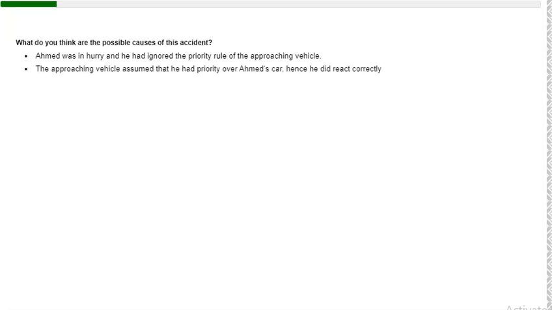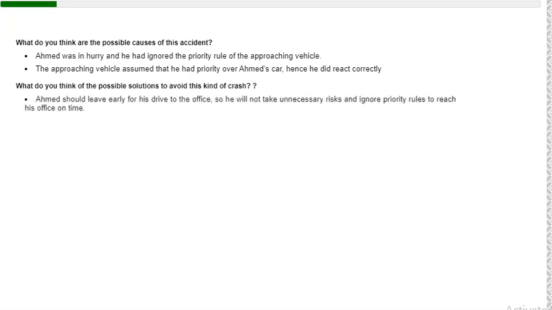Ahmed was in a hurry and he had ignored the priority rule of the approaching vehicle. The approaching vehicle assumed that he had priority over Ahmed's car, hence he did not react correctly. What do you think are the possible solutions to avoid this kind of crash? Ahmed should leave early for his drive to the office, so he will not take unnecessary risks and ignore priority rules to reach his office on time.